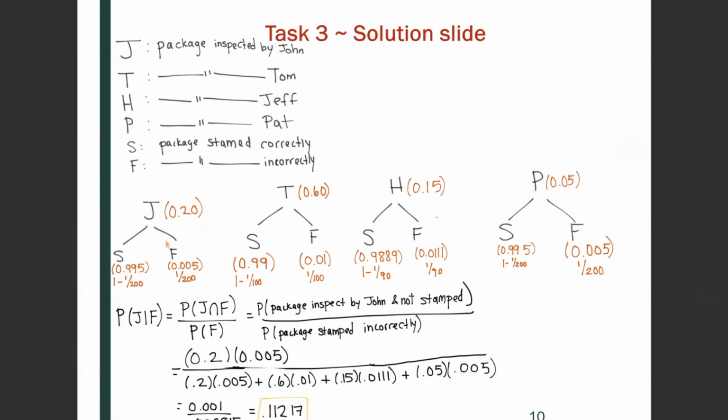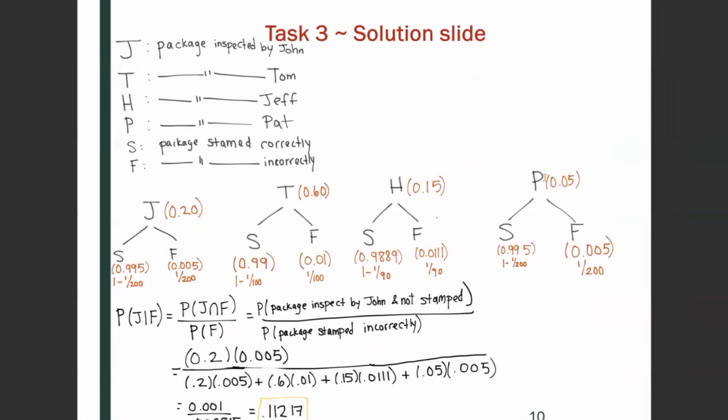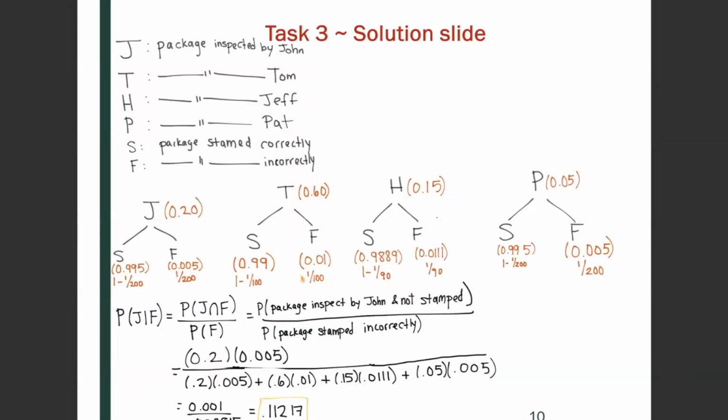And now we're going to do that for each person. So next is Tom. Tom stamps 60% of the packages. So here, that's 60% of the packages. And of those 60%, he fails to stamp the expiration date once in every 100 packages. So 1/100 is going to be this F event under Tom, and 1 minus 1/100 is 0.99.